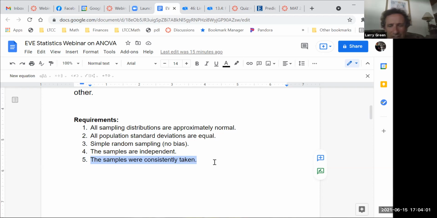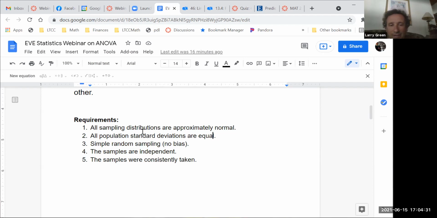Any questions on the requirements for ANOVA? If any of these don't hold, then you can't do ANOVA. It means you need to fix it, or do a different test if there's a test that can handle it, like for non-independent data. But if you have bias, you need to fix it.